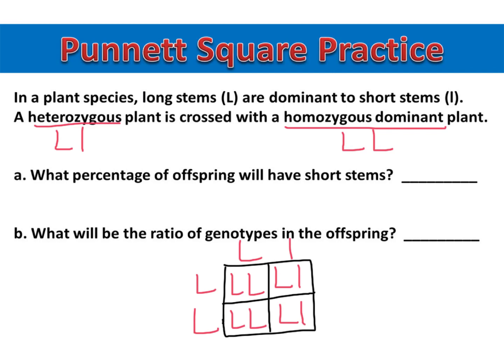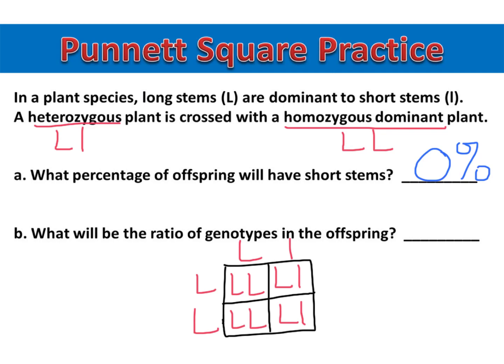So my first question asks, what percentage of offspring will have short stems? Well, short stems is the recessive allele. In order for a plant to have the recessive trait, it has to have a homozygous recessive genotype. That means little l, little l. Notice that none of the boxes in my Punnett square have little l, little l. That means none of the offspring can have short stems. And so my answer is 0%, because none of them will have short stems.